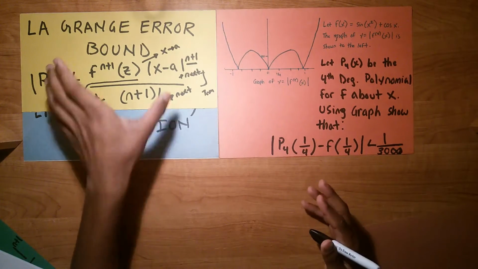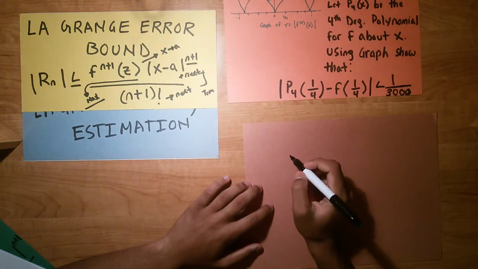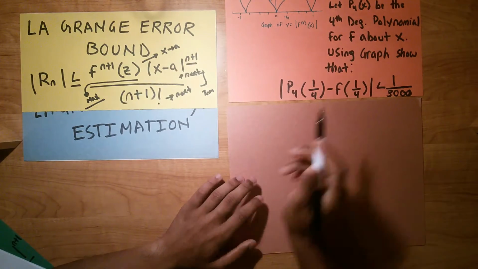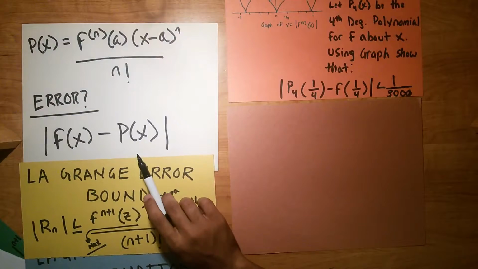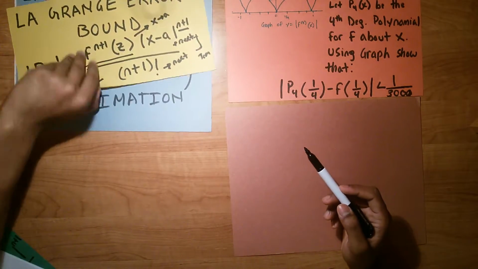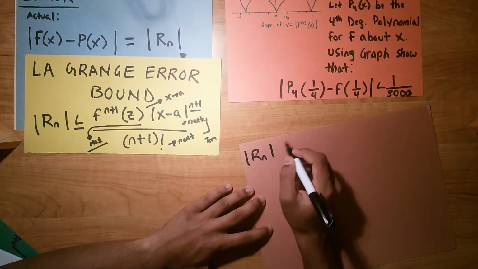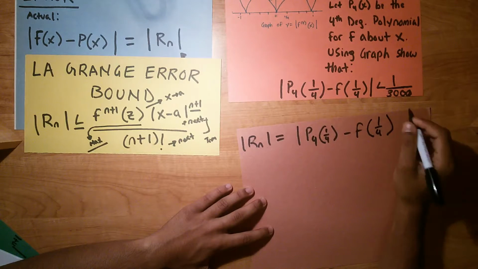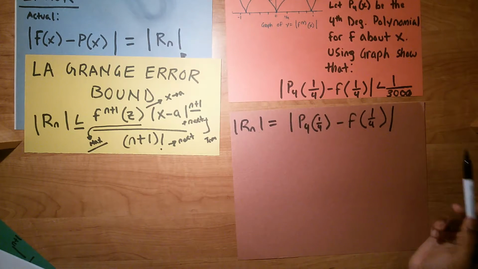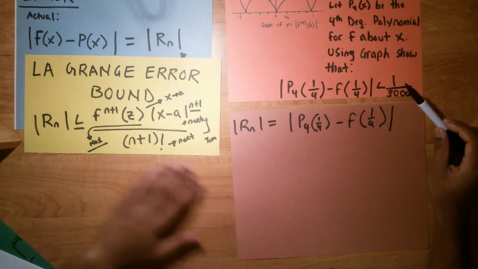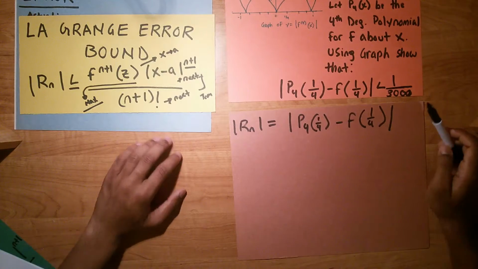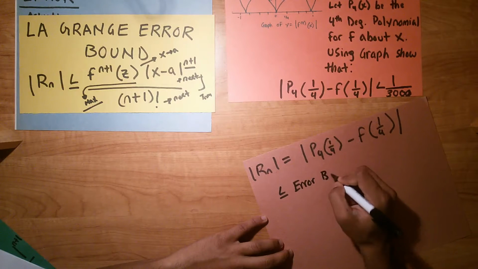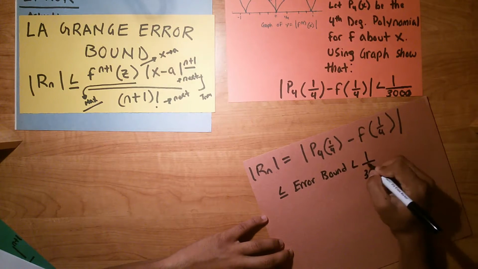Now, before we even begin applying this to the formula, let's first look at the givens that we have. First we know that we want it to be less than 1 over 3,000. Well, let's look at some similarities. We have this right here, which looks something like what we talked about before of what an actual error is. An actual error is f of x minus p of x, which looks exactly the same. So in other words, it will be R sub n, which is P sub 4 at 1/4 minus f at 1/4. We have to prove that this error is less than 1 over 3,000, which means our error bound has to be less than 1 over 3,000. Well, now what we have to do is prove this.